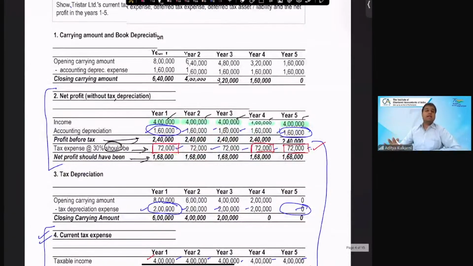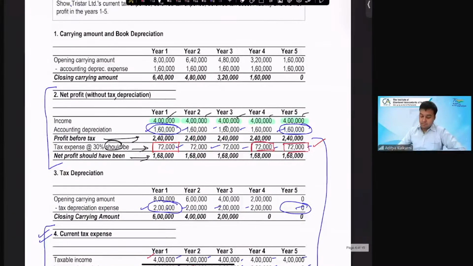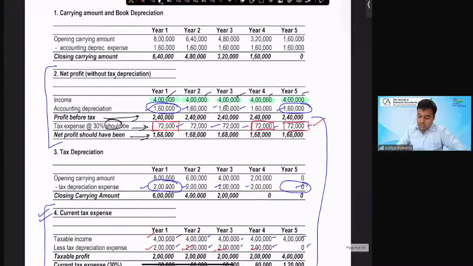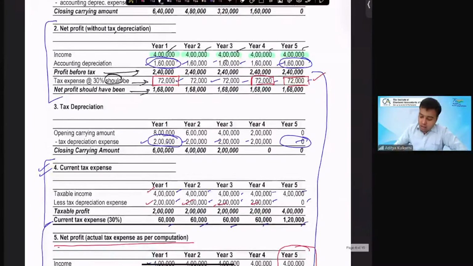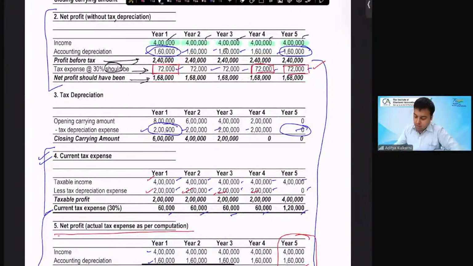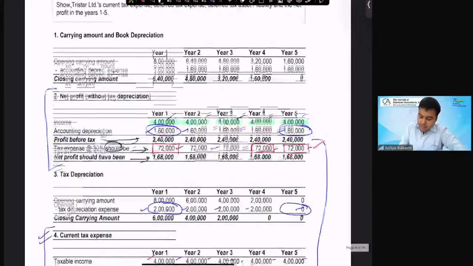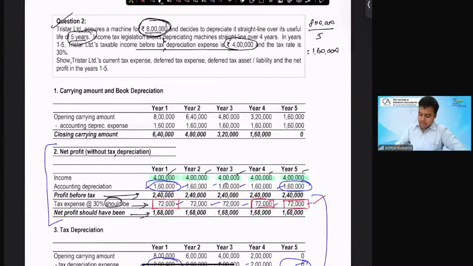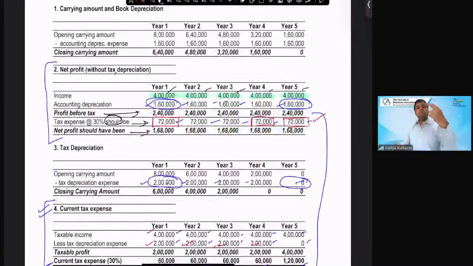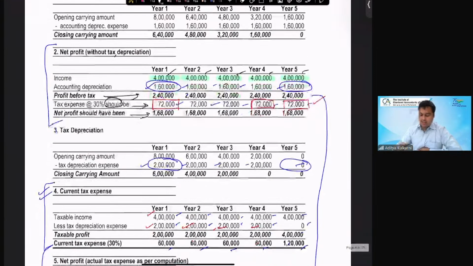Now we look at the tax related depreciation. Opening carrying amount is 8 lakhs, that is what they have given. TriStar acquires a machine for 8 lakhs. Depreciable over 4 years, so 2 lakhs in each year. So 6, 4 and 2. Are we okay with this till now? Yes, sir.